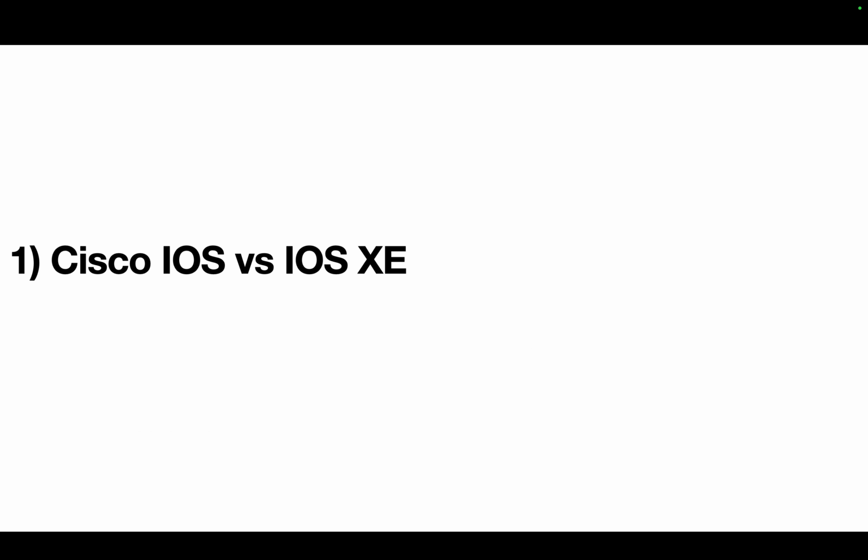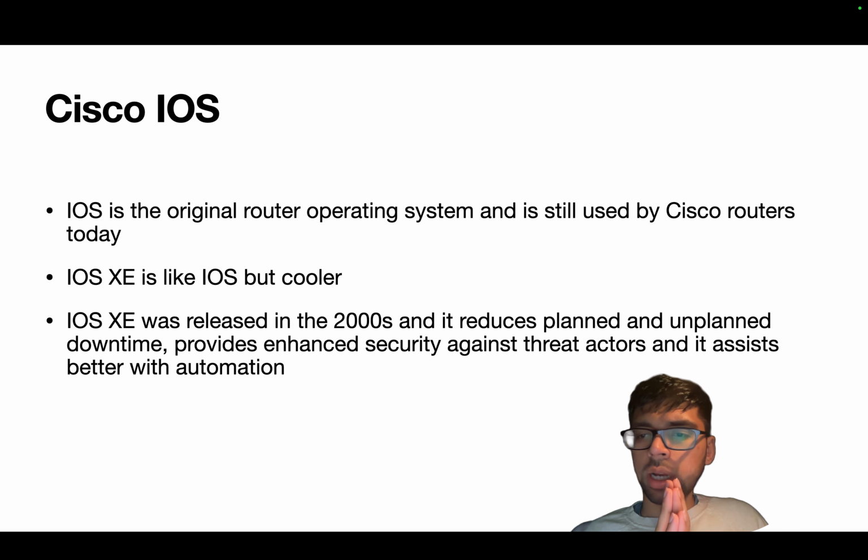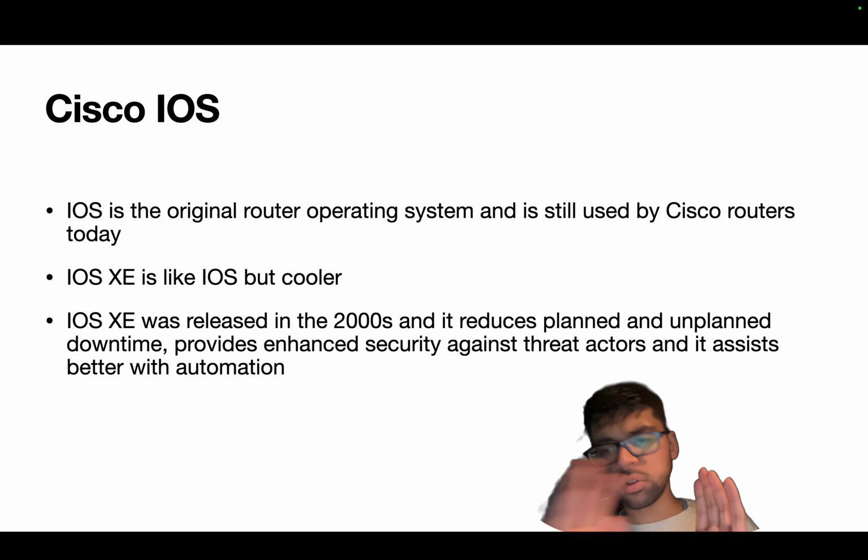So firstly, IOS and IOS XE. So IOS is the original router operating system for Cisco routers. Now, that's great. It is even used by Cisco routers today in 2025. You'll still see routers using IOS, but you've got IOS XE as well now. And IOS XE is quite similar to IOS, but it's cooler. It's got some great features that make it like an improvement of IOS. Firstly, IOS XE has been out for a while. It's not something that was just released maybe 2-3 years ago. No, it's been out since the 2000s.